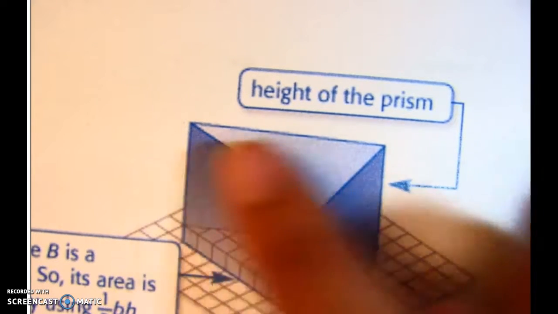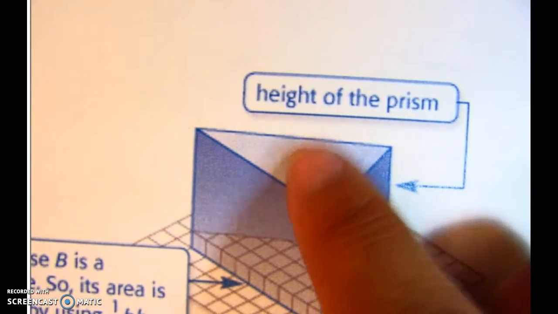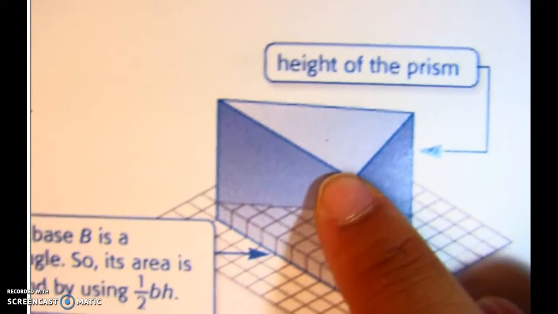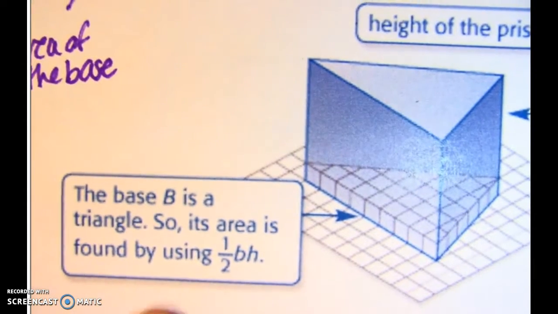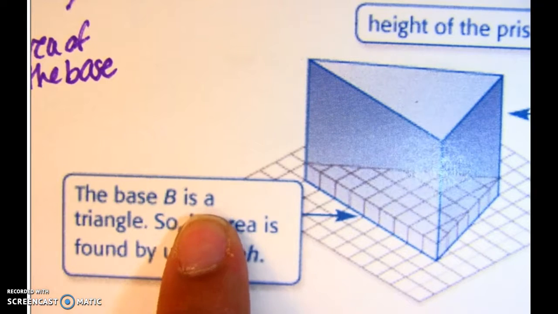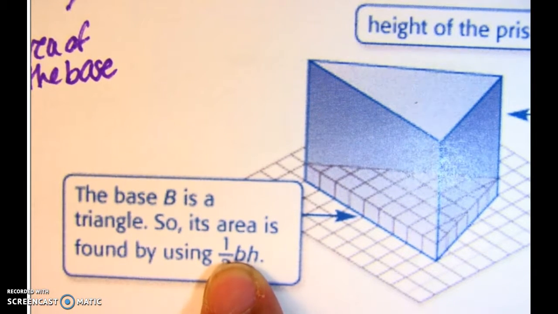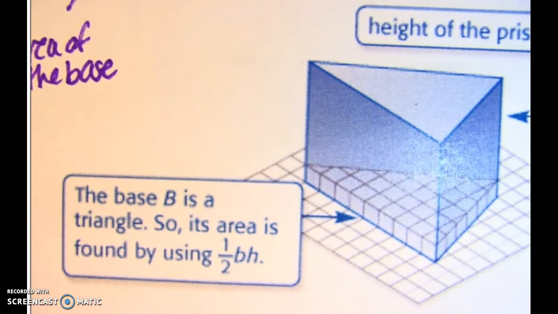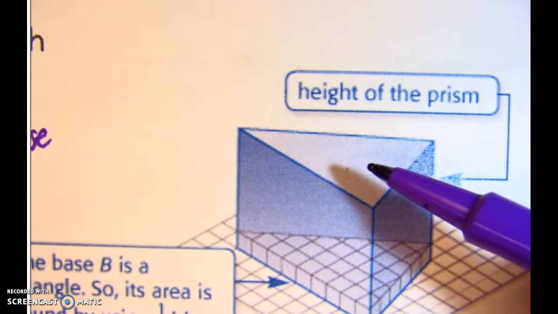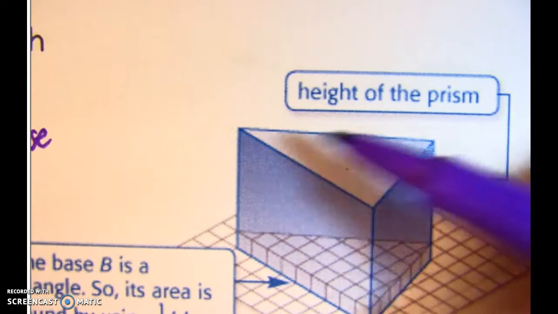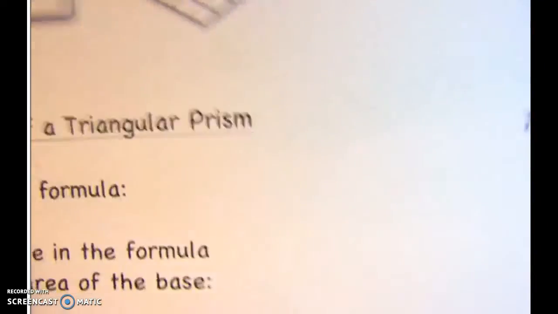triangular face, and I have rectangles going around. So it's a triangular prism. I need to find the area of this and then multiply it times the height of the prism. And this says since the base is a triangle, we have to use the formula for area of a triangle, which is half of base times height. So I have to find the area of this triangle and then multiply this area times the height. That's the big B. Okay, let's try this one.